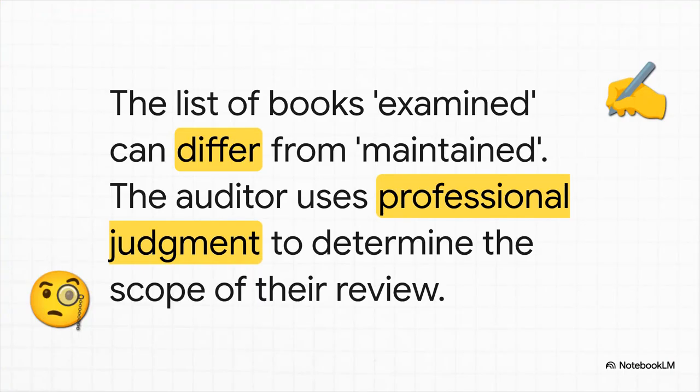And it is so important to get this. The list of books examined does not have to be the same as the list of books maintained. Of course not. The auditor isn't going to check every single piece of paper or every single database entry. That's not how audits work. They use their professional judgment, they use sampling to decide how deep to go. So that list in 11C is their official statement. It's them saying, this is the evidence I relied on. It literally is the audit trail.